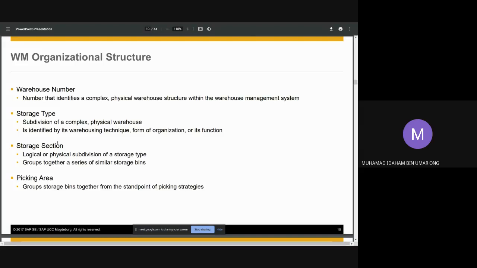So you have storage type, storage section, picking area. Those are some of the things needed when we are talking about warehouse management. Don't worry, not all of this information will be usable for the final assessment or the lab exercise. Even though we are seeing all of this information, the information relevant for your final assessment will be based on your lab case study, not this lecture. The lecture is just explanation.